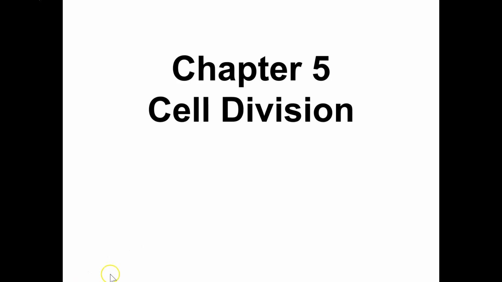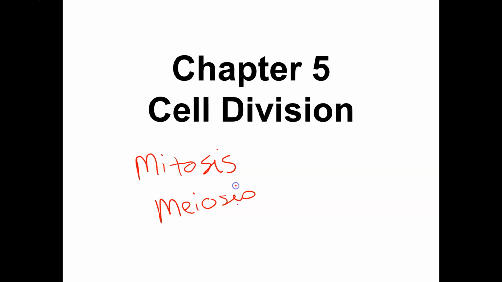Hi, everybody. Welcome to Chapter 5. So in this chapter, we're going to talk about cell division. Specifically, we're going to be looking at two forms of division. One is known as mitosis, and the other is meiosis. And so mitosis is the division of regular body cells, whereas meiosis is division of sex cells.